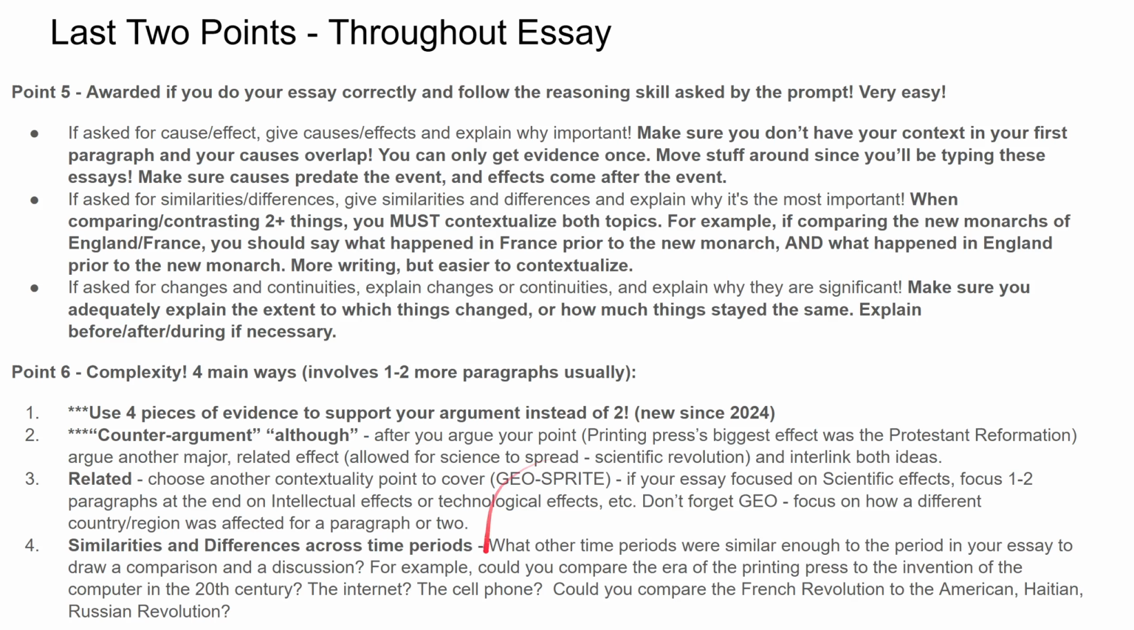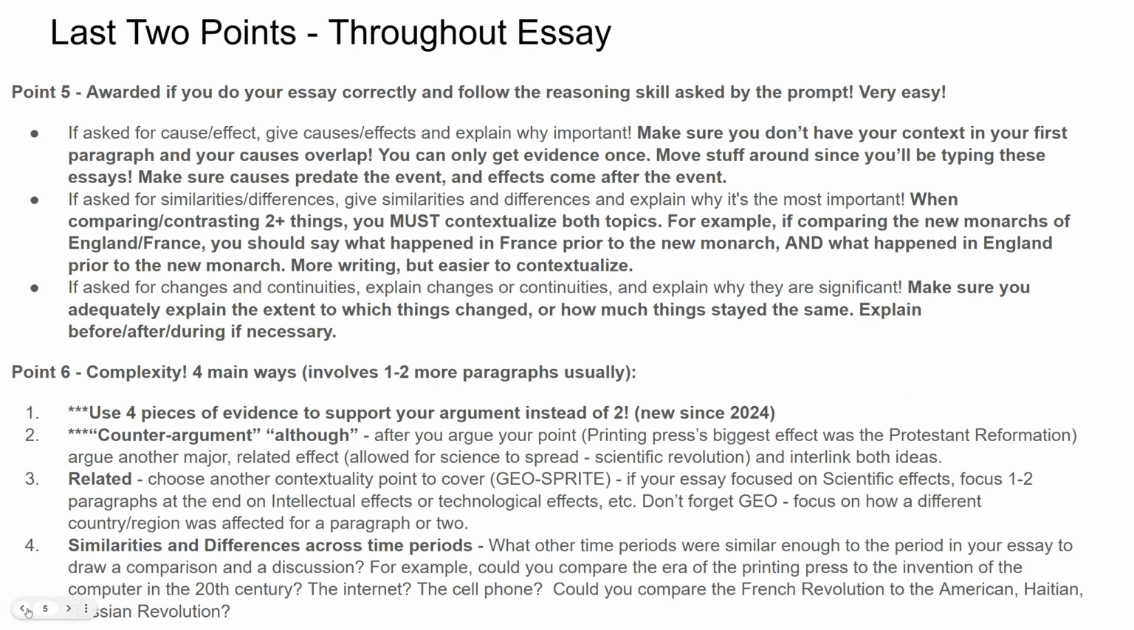Lastly, another solid way to get complexity is to compare this moment in time in your LEQ prompt to another time. For example, how is the French Revolution similar to the American Revolution, or the Haitian Revolution, or the Russian Revolution? How is it different? Compare this moment in time to other historical periods that you're well versed in, that you're familiar with. All right. So this is the LEQ in a nutshell.